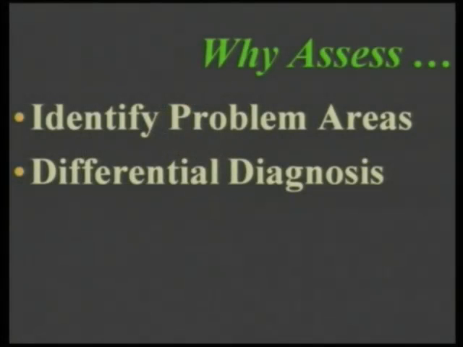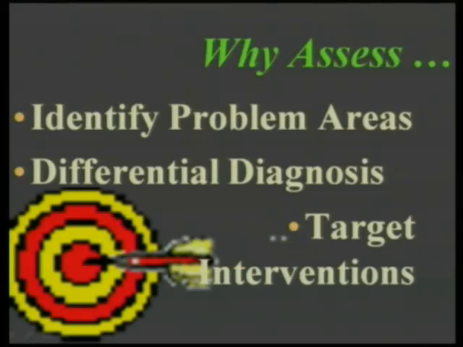Okay. Again, still, why do we assess? We assess to identify problem areas. Sometimes it's for differential diagnosis. I call that differential diagnosis. Is it this or is it that? Does my child have autism, or is it truly just a language disorder? Is this ADHD, or is this bipolar mania? Is this depression, or is my child just oppositional? Is that why they're behaving the way they are? So is it this or that? So differential diagnosis would be a good reason to assess. Another reason would be to target the interventions.